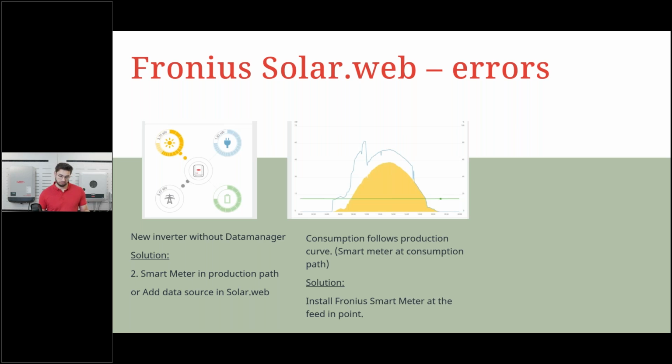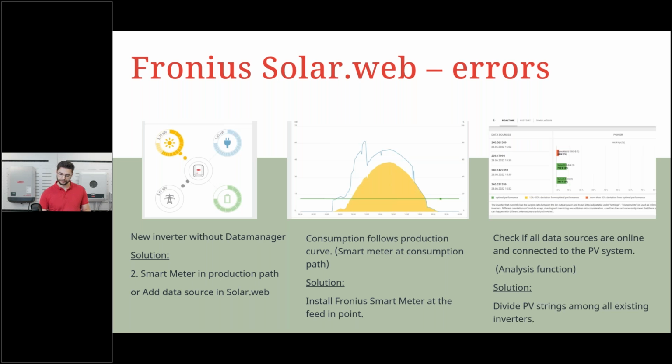Second problem, we have a consumption which follows the production curve. The solution in this case here would be the smart meter is connected wrong. It is not in the feed-in point, it is in a consumption path. So therefore it does not count correctly. The solution would be, okay, we just put it out of the consumption path and at the very front near the feed-in point, and then have the correct value ready for SolarWeb.